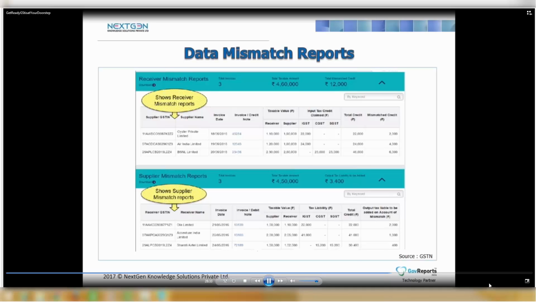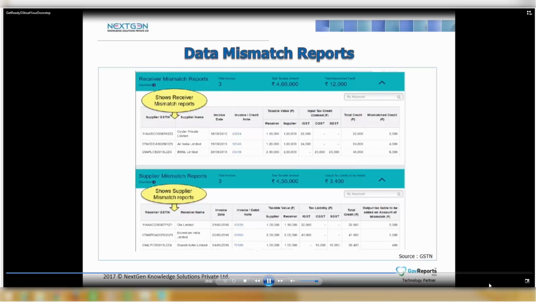Then the third invoice has taxable value as per receiver rupees 2,30,000 and as per supplier 2 lakh rupees. The tax credit claimed for CGST is rupees 23,000 and SGST is rupees 23,000. So the total amount of credit claimed is rupees 46,000 and there is a mismatch of rupees 6,500. Now the second report which the taxpayer will download is the supplier mismatch report.